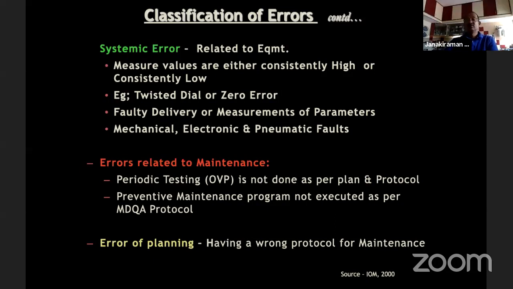If the service manual is not available, we are going to see the medical device quality assurance program. It is going to tell at what frequency each and every medical equipment has to be tested for its quality performance. Biomedical engineering error is an error of planning, having a wrong protocol for maintenance.